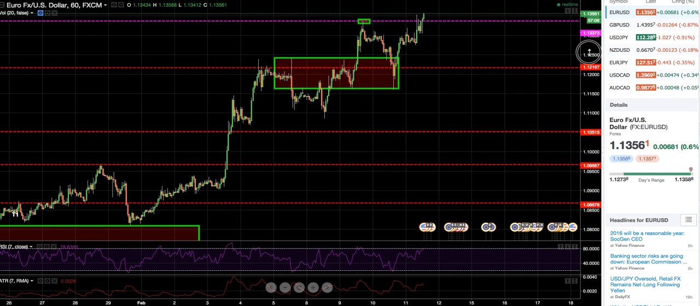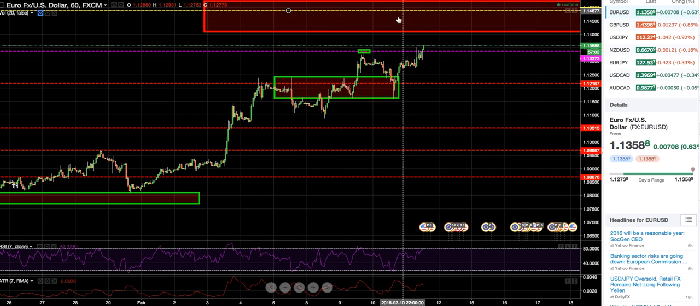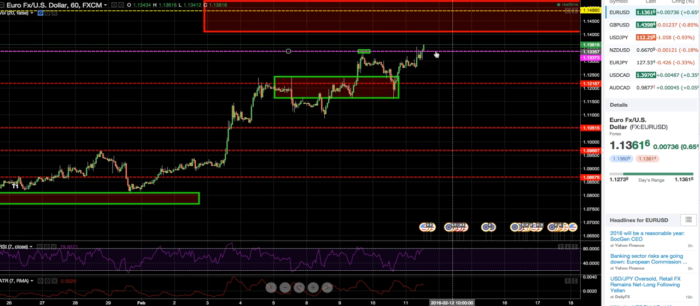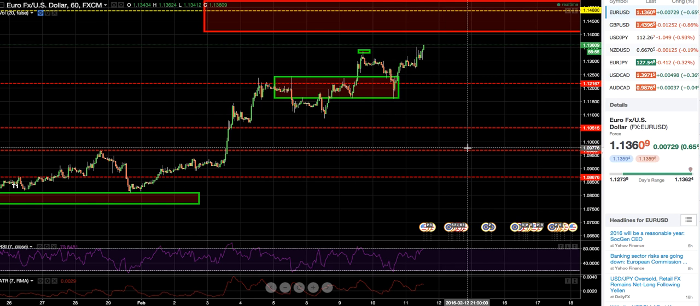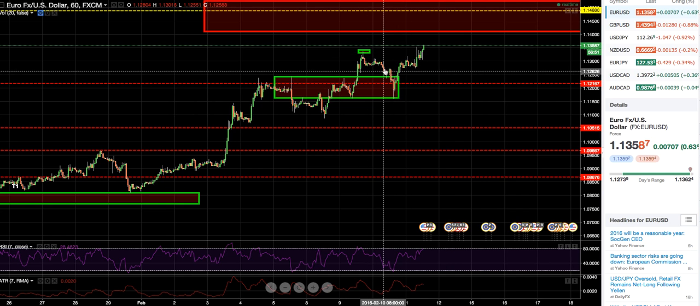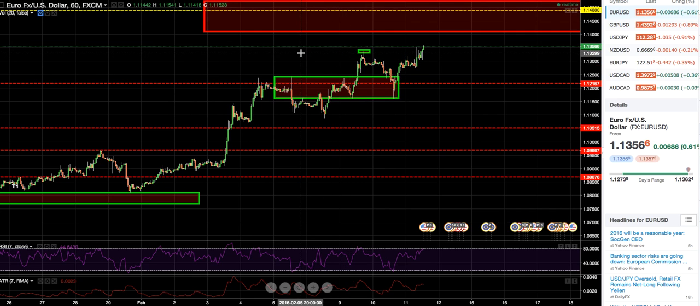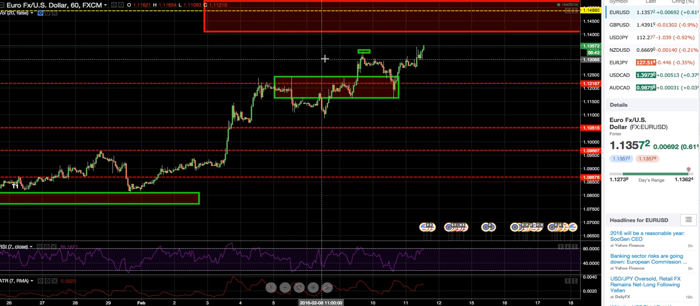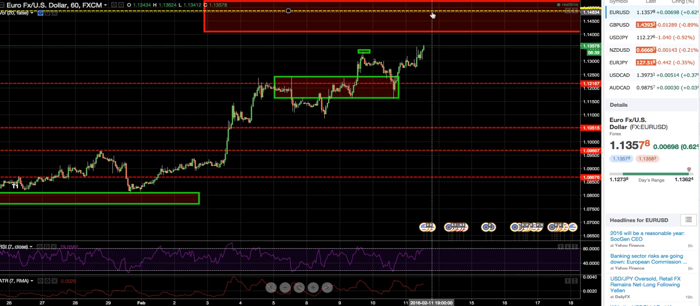on the Euro USD is this level right here, this red box right here. So this level that we are on right now is not really interesting. I just wanted to show you guys the wicks and how the wicks can tell a story. But my main interest is this red box right here and this yellow line.